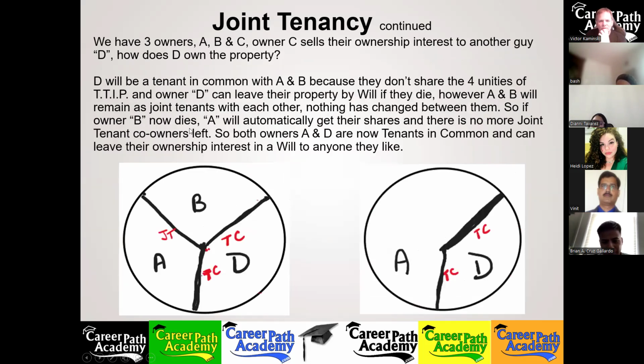Now, so we have three owners, A, B, and D. What happens if owner D dies? Well, they can leave their shares of interest to anybody they want in their will because they're a tenant in common now. But A and B are still joint tenants with each other. So if B dies, A will take their interest, D will not because D's not a joint tenant. And so now A will have 2/3 ownership and D will have 1/3. You guys see how that worked?